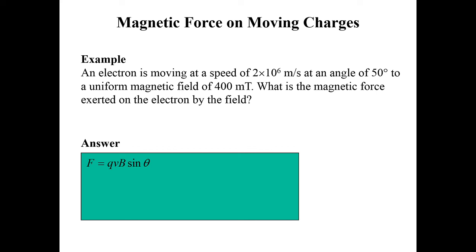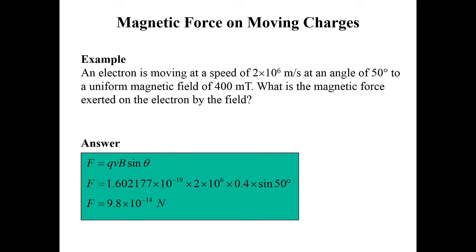Well, the force is the charge times the velocity of the particle times the strength of the magnetic field times the sine of the angle between the velocity and the field. So it's sine 50 degrees. So to do that, we get 1.6 × 10⁻¹⁹ coulombs, our charge, times 2 × 10⁶ meters per second, the velocity, times the field strength, which is 0.4 Tesla, times the sine of 50 degrees, the angle between the two vectors. If we do that, we get 9.8 × 10⁻¹⁴ newtons.